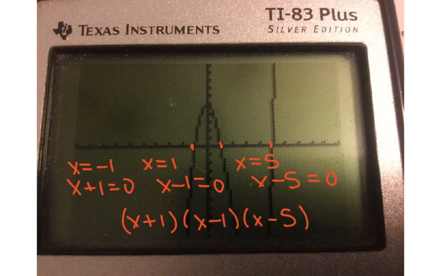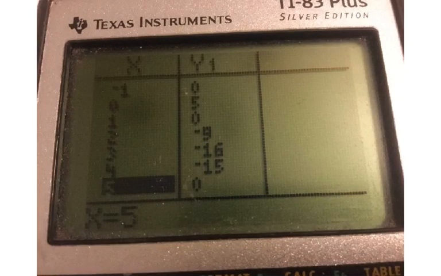If you're not sure if that's where it hits the x-axis, you can always go to the table. If we look at the table of values, a 0 occurs anywhere where the y-coordinate is 0. So we can see on the table that the graph hits the x-axis at -1, +1, and 5.